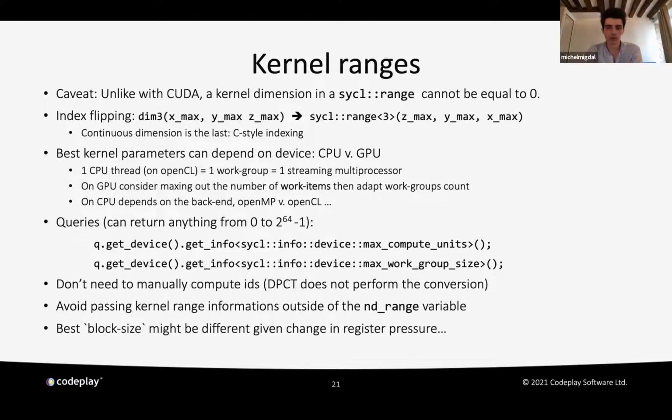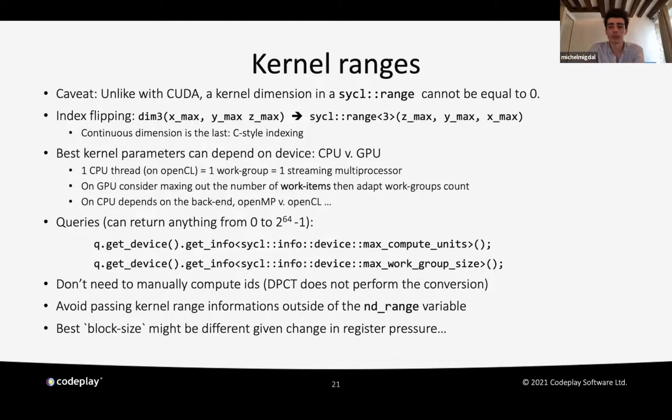Then also, in CUDA you can have a dimension which is equal to 0. You can't have that in SYCL, it will fail, at least in C++. So I won't go into the detail of how to compute the sizes for your kernel, but you should keep in mind that you are targeting heterogeneous platforms. So it might not always be the same computation as you are used to doing on SYCL, and even the mappings could be different.